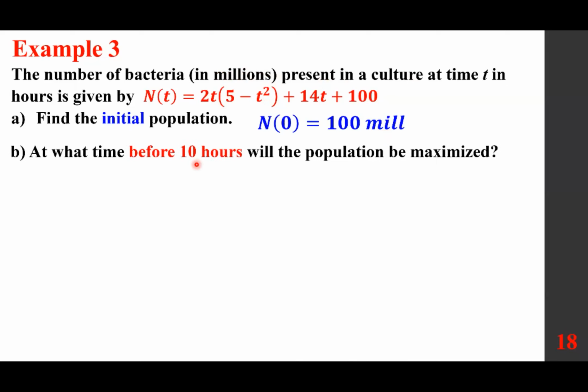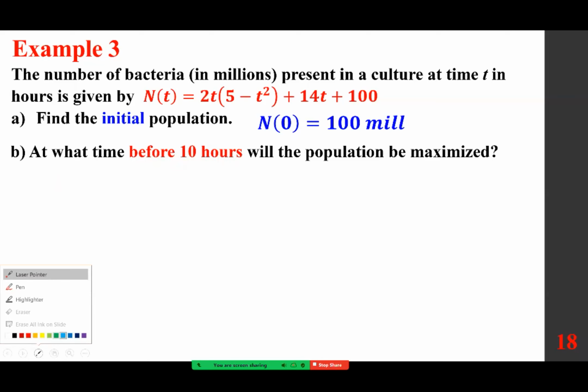At what time before 10 hours will the population be maximized? Before 10 hours means minus infinity to 10. However, because this is time, we can't go negative. 0 to 10. 0 is included, but 10 is not because it says before, and I want to multiply this to get 10t minus 2t cubed. So for the next step, which is differentiation.